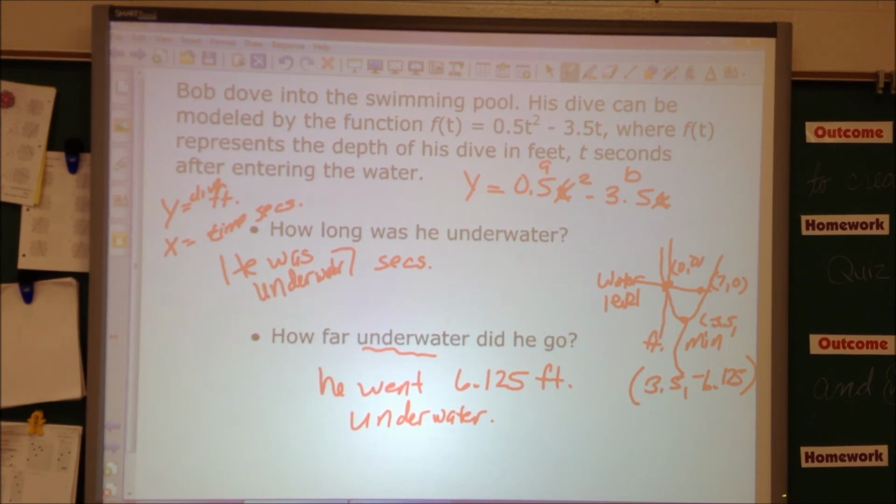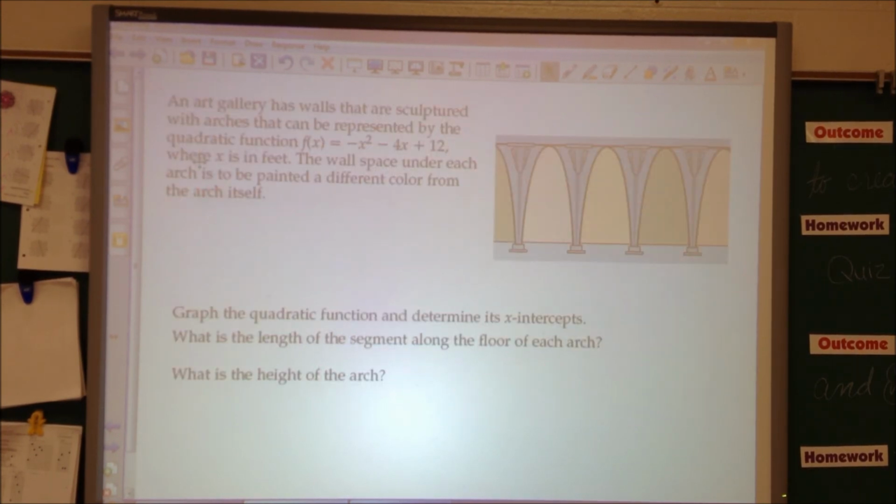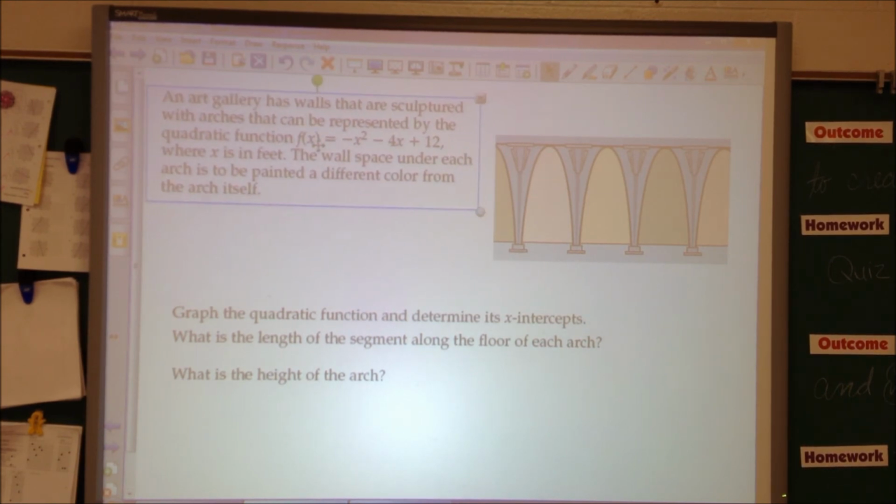Okay, now we're going to go to our last one. I know this video is a bit long. Here we have a function again. We're just going to say y equals. So I'm going to stick that in my graphing calculator to see what the quadratic function looks like, I want to graph it over here.